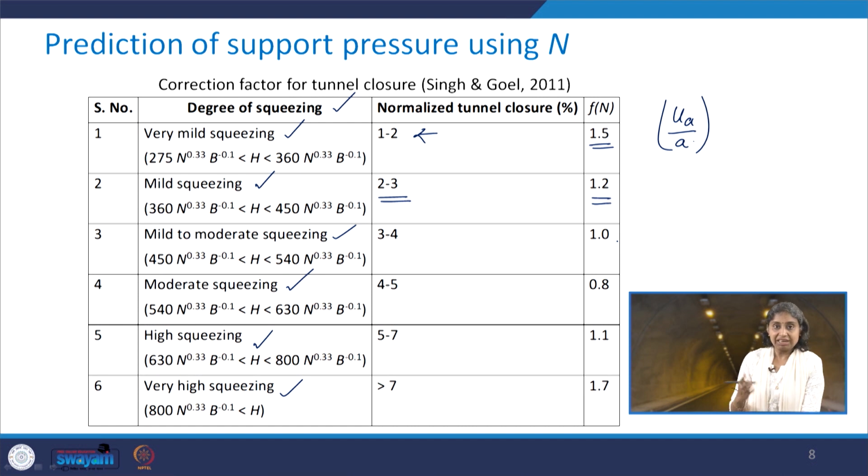For example, if the rock mass is experiencing moderate squeezing, having the tunnel closure between 4 to 5% of the radius of the tunnel, then in that case the correction factor to be used should be 0.8.